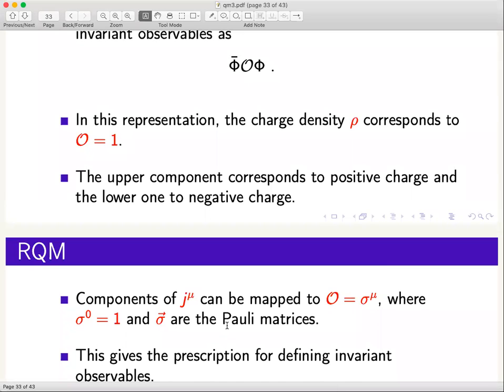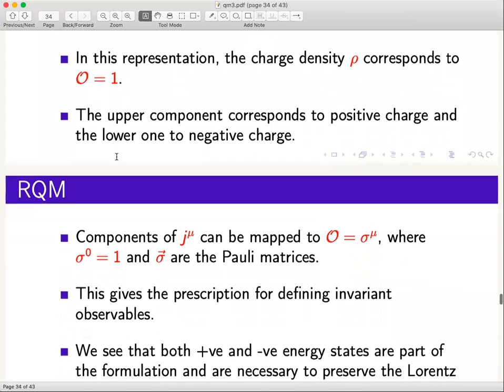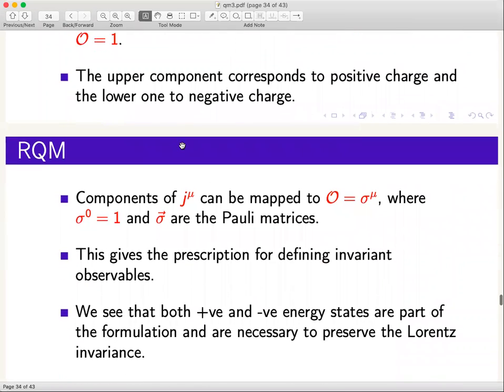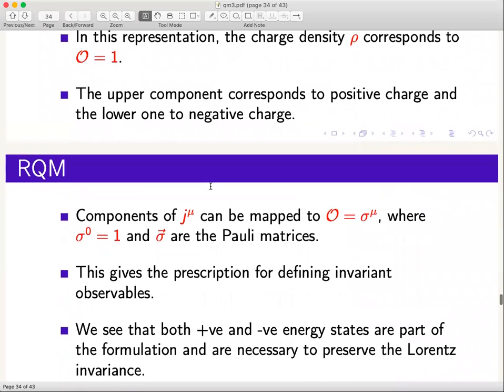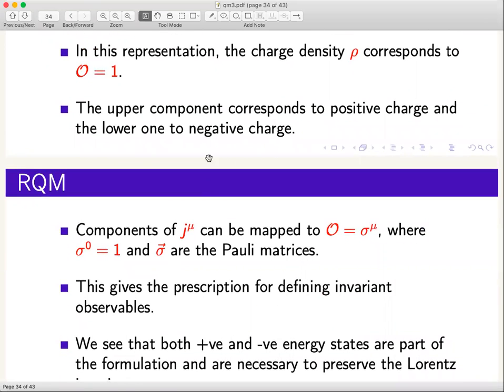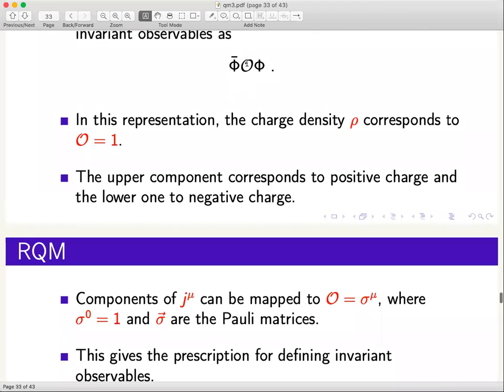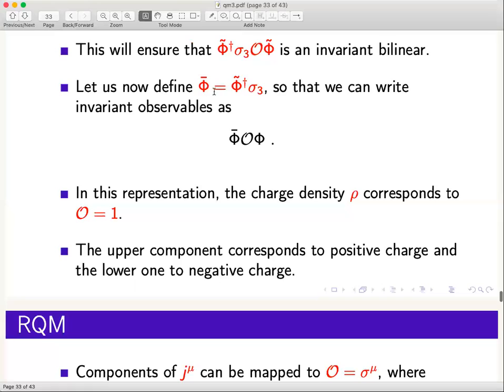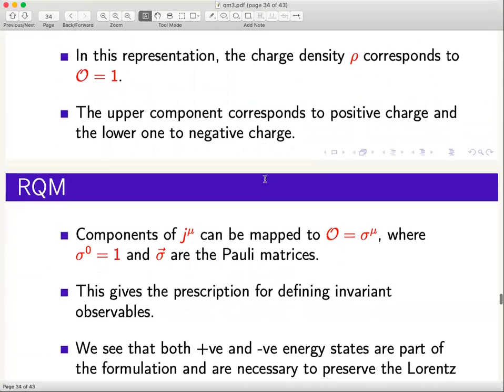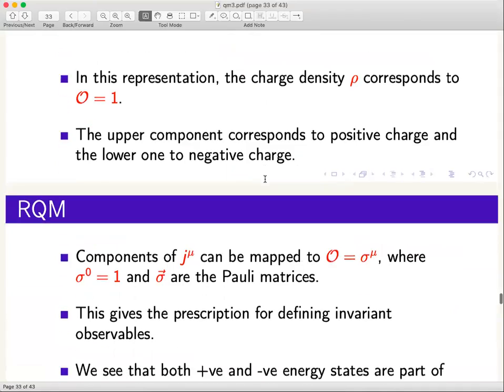Okay, so therefore the current that you would write down is phi bar sigma mu phi, whose zeroth component is phi bar sigma 0 phi, but sigma 0 is just identity. So this basically gives us a prescription of defining invariant observables: sandwich those observables between phi bar and phi, and not sandwich them between phi dagger and phi. Okay, good.